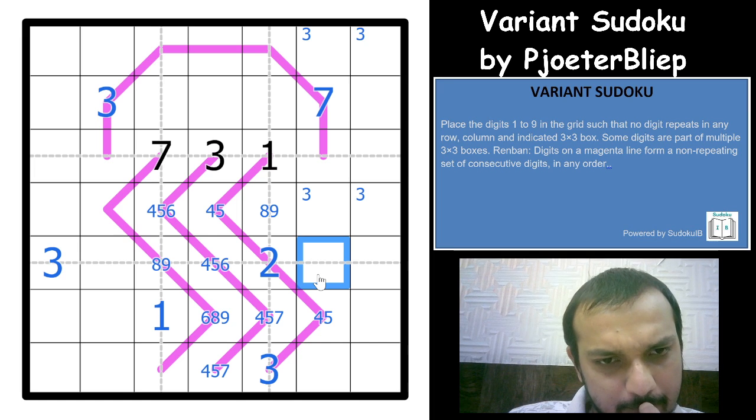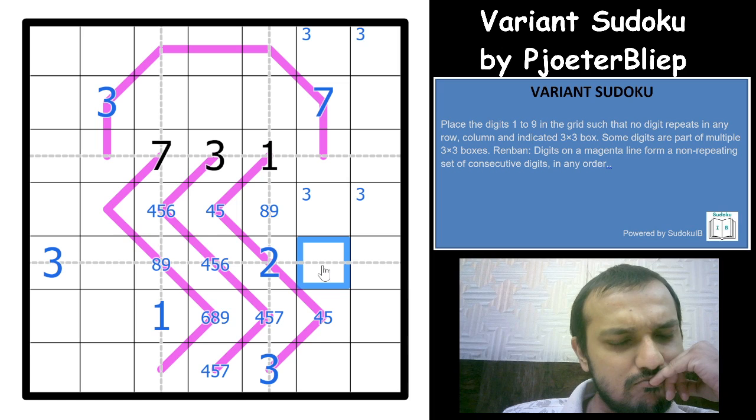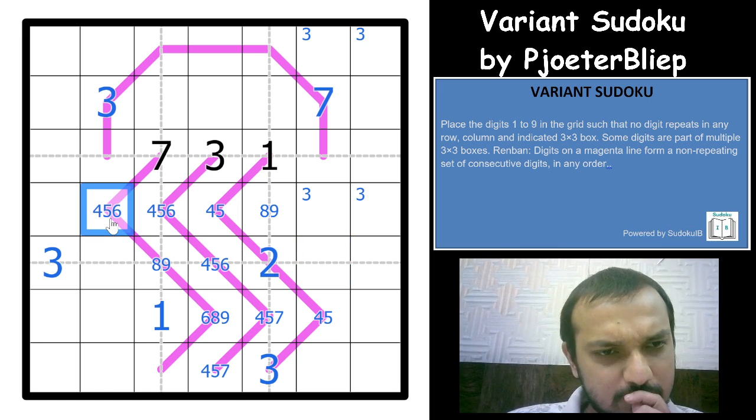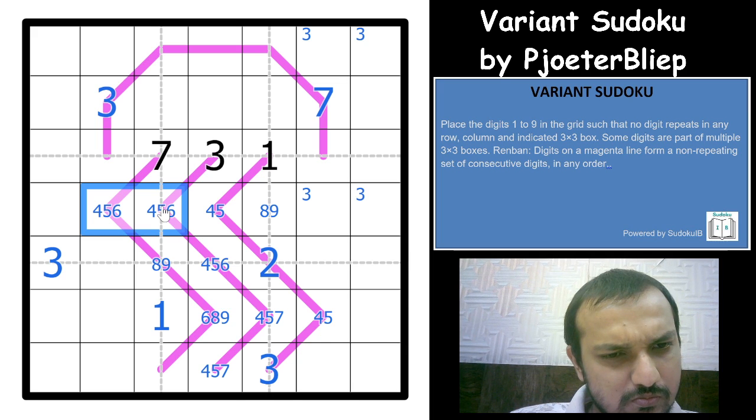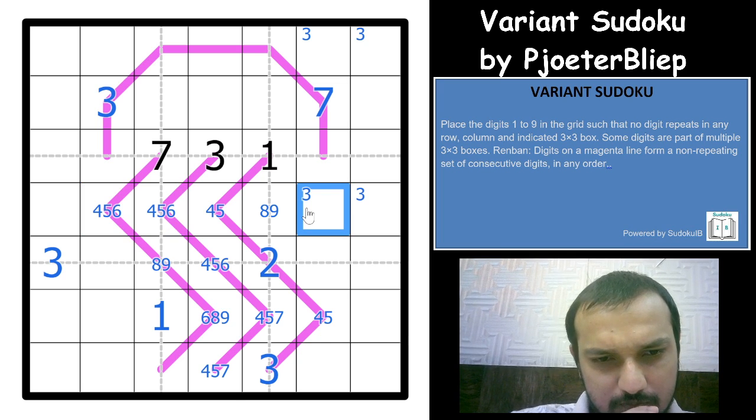Okay, am I missing something? This cell cannot be 8 and 9, cannot be 7, cannot be 3, 4, 5 and 6 because 2 is also not possible. So you have a 4, 5, 6 triplet here. 6 is in one of these two cells. Come on.